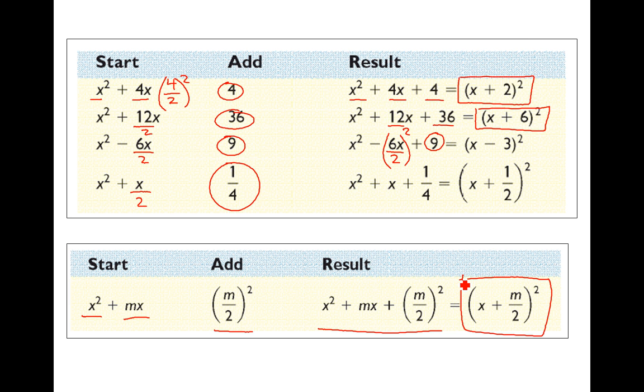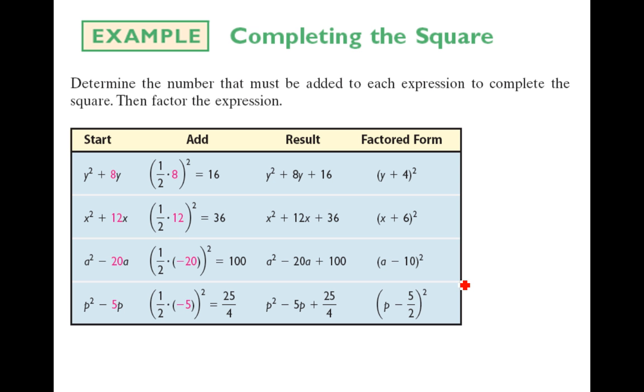All right, so let's see if we can use that formula and plug it into some problems here. So if we start with y squared plus 8y, half of 8 is 4, and 4 squared is 16. So we'll have y squared plus 8y plus 16, and half of the 8, that was 4, is going to be your factored answer. Half of 12 squared, that's what we're going to add on.